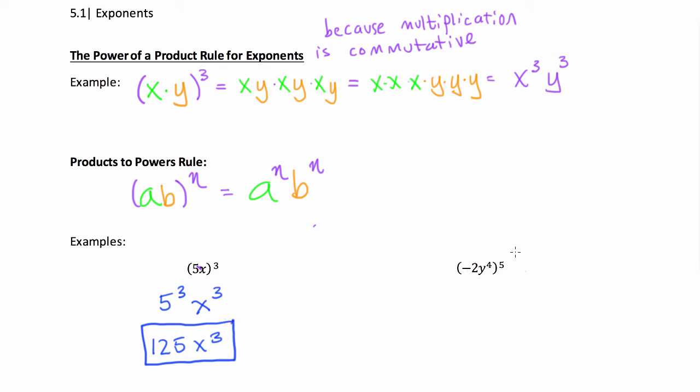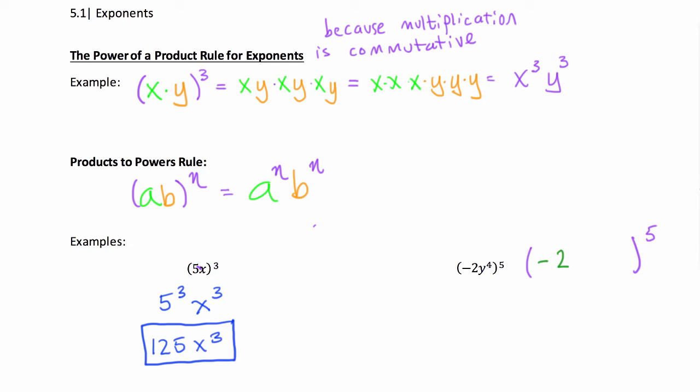Now over here, this is an example of things getting a little more crazy. So I want to look at what two things are being multiplied here. And I'm actually going to rewrite this. So in my parentheses, some stuff is getting raised to the fifth power. The first thing that's getting raised to the fifth power is -2.